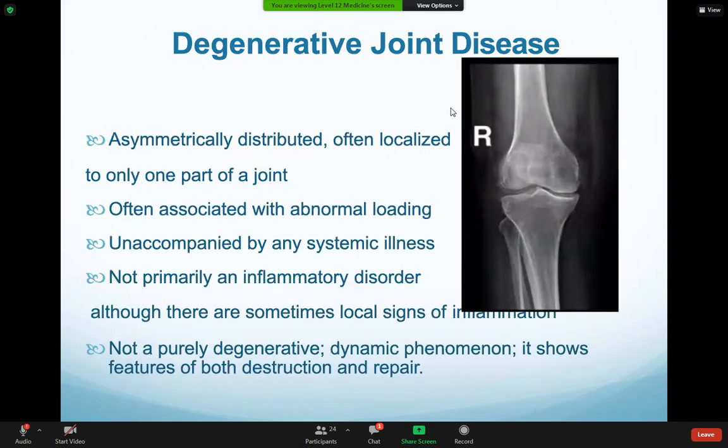If you look at an X-ray of primary osteoarthritis, it is asymmetrically distributed, often localized to only one part of the joint. If you look at this X-ray here, most of it is localized to the medial compartment of the knee, often associated with abnormal loading, unaccompanied by any systemic illness, and not primarily an inflammatory disorder, although there are sometimes local signs of inflammation that accompany it. It is not a purely degenerative phenomenon; it shows features of both destruction and repair.